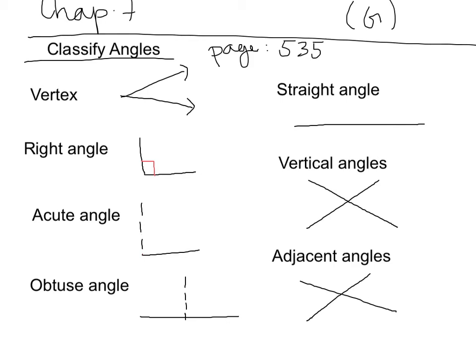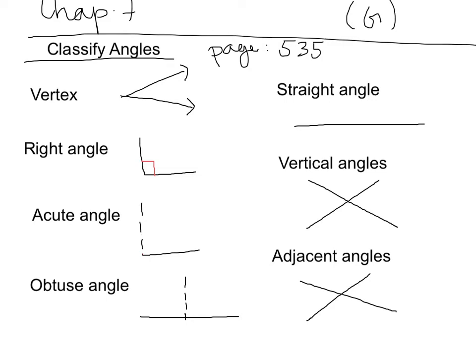We start in chapter 7. Today is about classifying angles on page 535, and our standard is G, the standard for geometry. So we start in geometry. We have a lot of vocabulary words we have to go through, and these are really easy to understand and extremely necessary for you guys to be able to solve the problems.